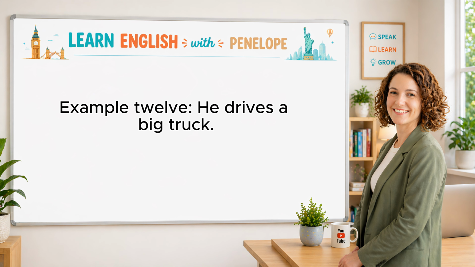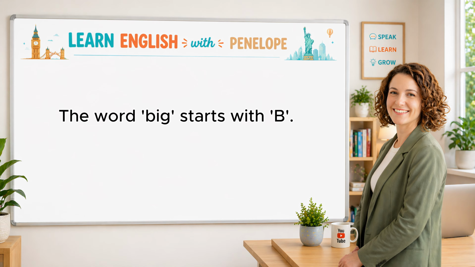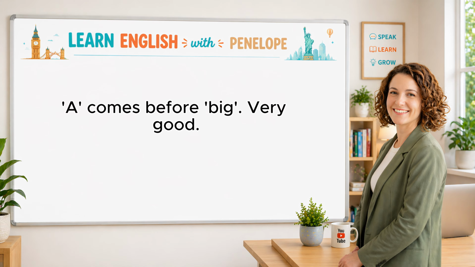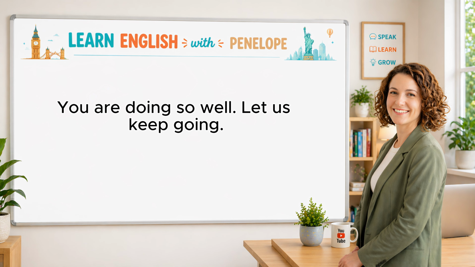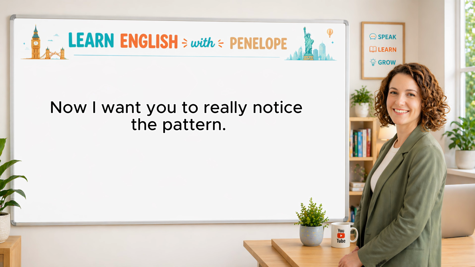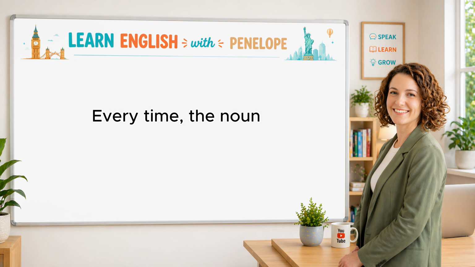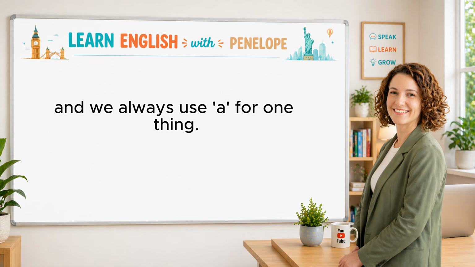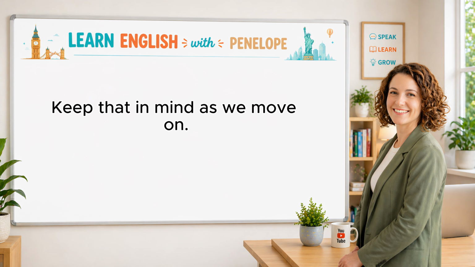Example 12. He drives a big truck. The word big starts with B. B is a consonant. A big truck. He drives a big truck. Same rule as before. A comes before big. Very good. You are doing so well. Let us keep going. Now I want you to really notice the pattern. Every time, the noun or describing word starts with a consonant sound, and we always use A for one thing. Keep that in mind as we move on.